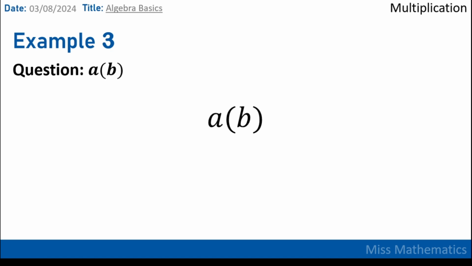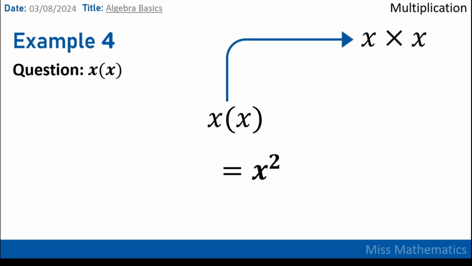Example 3, multiplication. This is showing a times b, or ab. Example 4, x times x. So the answer to this would be x squared, because here you're squaring the x. If you find this confusing, you can just imagine 3 times 3 is equal to 3 squared, so therefore x times x is also equal to x squared.